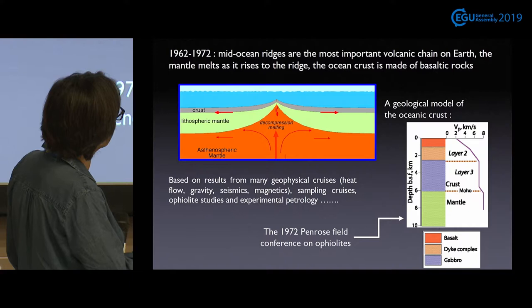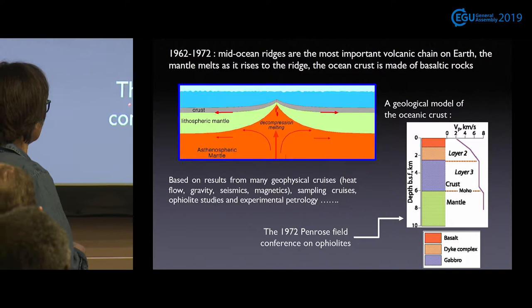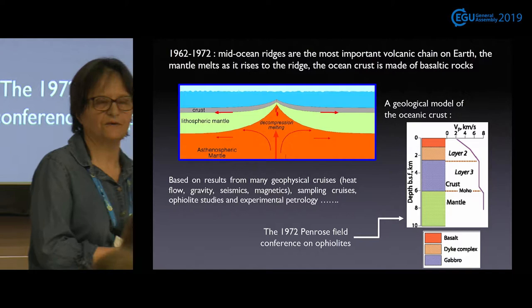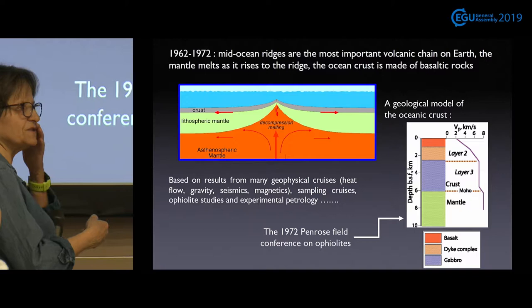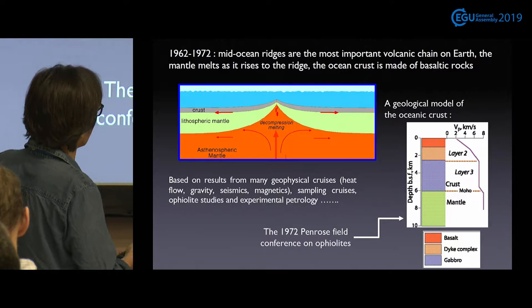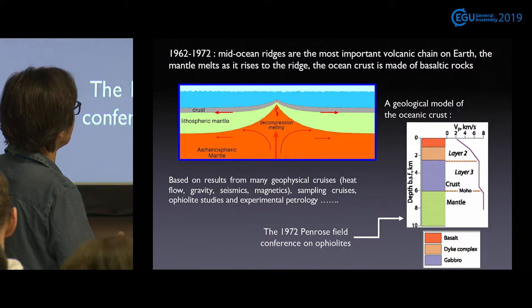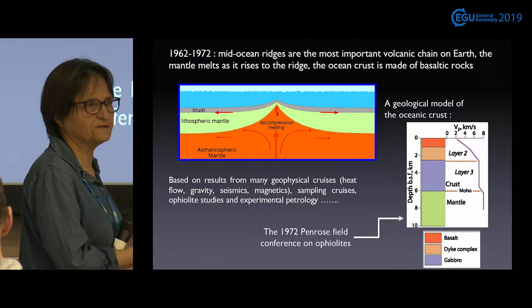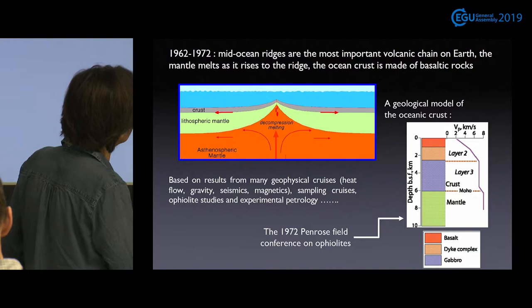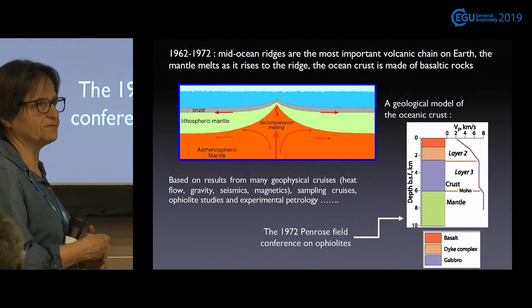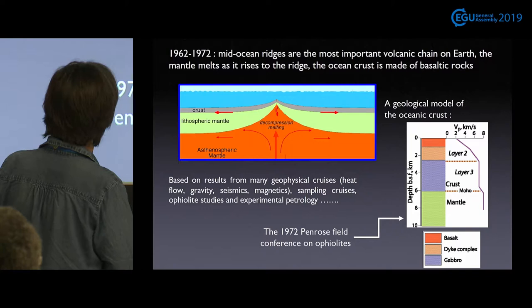And then there was a famous conference in 1972 that put together geologists and petrologists, experimental petrologists, and people doing geophysics in the oceans. And they came up with this model in which they hypothesized that, of course, the only thing they knew for sure was that the upper part was basalt, but then they thought that underneath you had to have a dike complex taking the magma up to the eruption. And then underneath, they thought that they would have what we call gabbro, which are magmatic rocks that have crystallized more slowly. And a lot of that was based on the study of ophiolites.